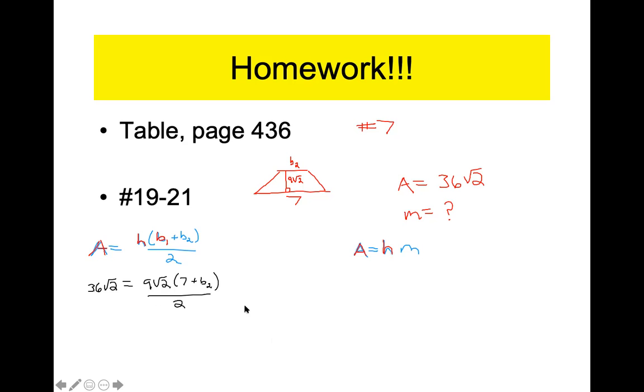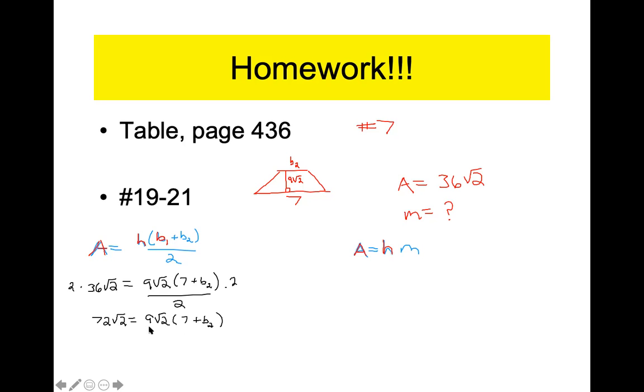Now you could use the distributive property first. I'm going to choose to get rid of the 2 first. Matt, how do we get rid of this 2 on the bottom? I would say just multiply both sides by 2. You got it. So we're going to multiply both sides by 2. So that gives us 72 root 2 is equal to 9 root 2 times 7 plus base sub 2. Okay? That is way too many 2's. You've got two options. You can either distribute or you can divide out this 9 root 2 right from the very start. Which one do you want?